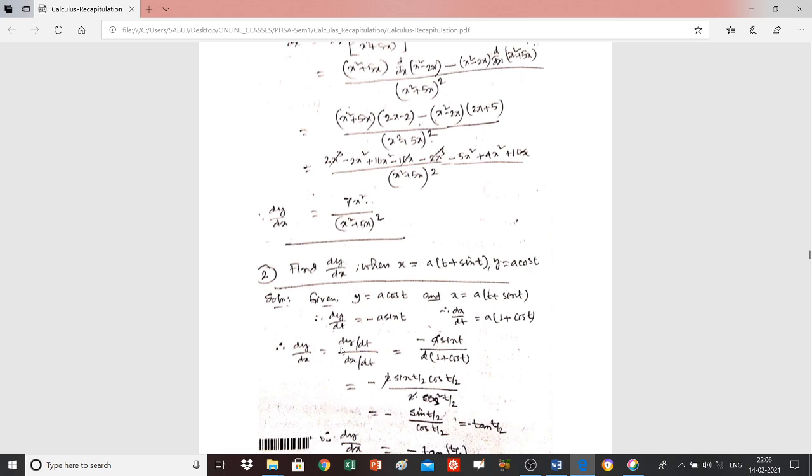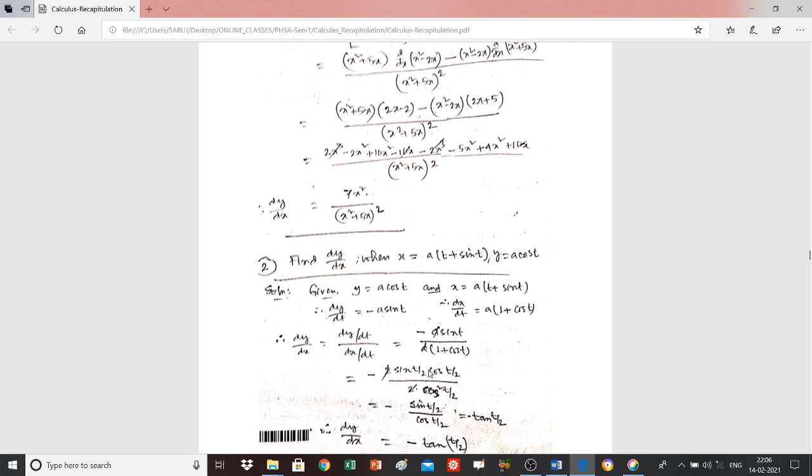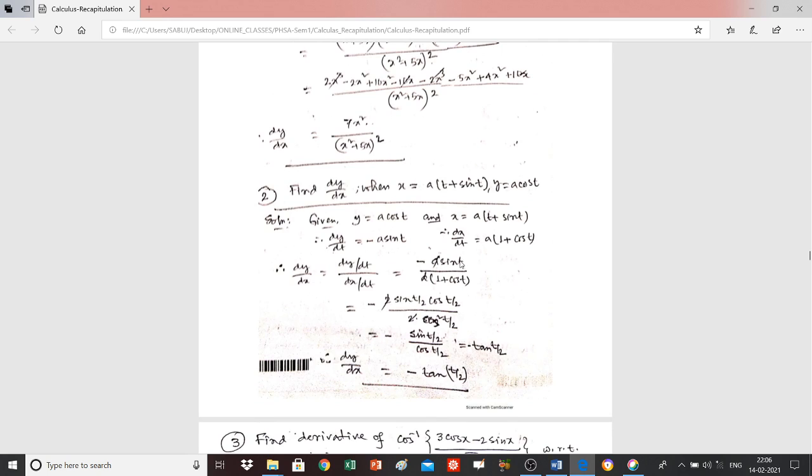Okay, now just substitute the values of dy by dt and dx by dt in this relation. That is, the numerator is a sin t and the denominator is a into 1 plus cos t. Now sin t can be written as sin of 2 into t by 2, so that is 2 sin t by 2 cos t by 2, and 1 plus cos t can be written as 2 cos square t by 2. So just simplify with a negative sign. This negative sign arises from this term. So finally dy by dx is minus tan t by 2.